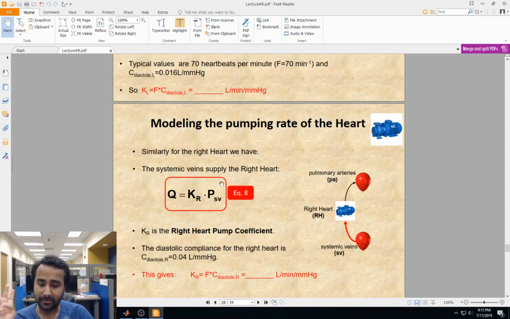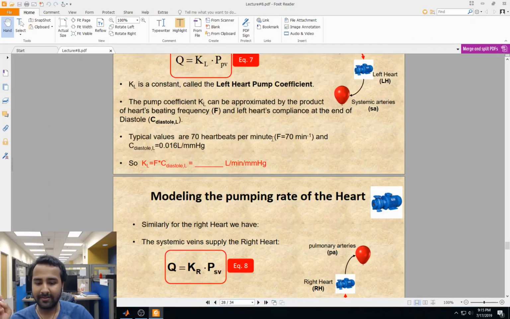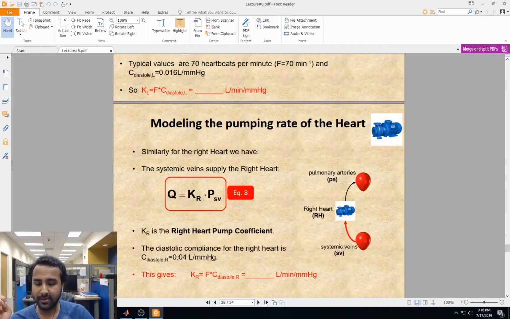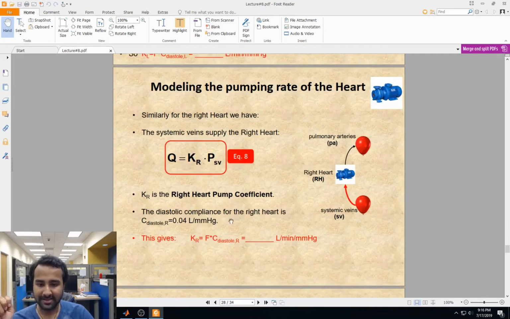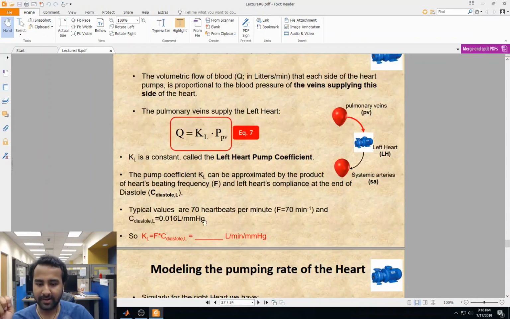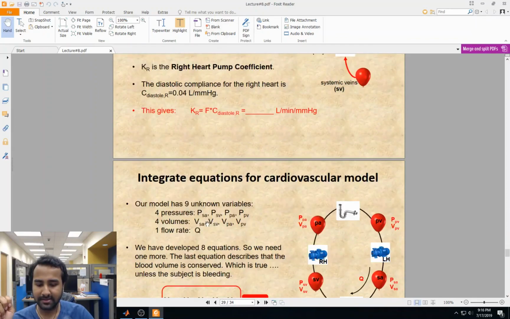Likewise, for the right side of the heart, in this case, the blood is entering in, so the pressure is coming in from the systemic veins. So the pressure here is from the systemic veins, and for the right heart pump coefficient, you still use the same F, but now the C changes to 0.004 liters per millimeter mercury. Multiply those two values, and you should get what the right heart pump coefficient is, and that should do it for the left and right pumps.